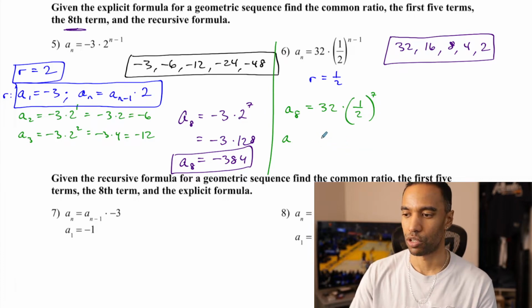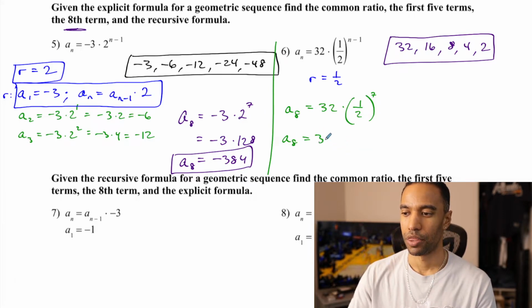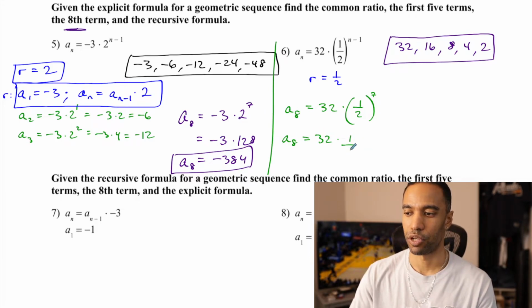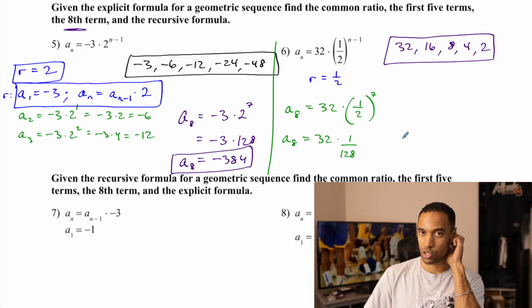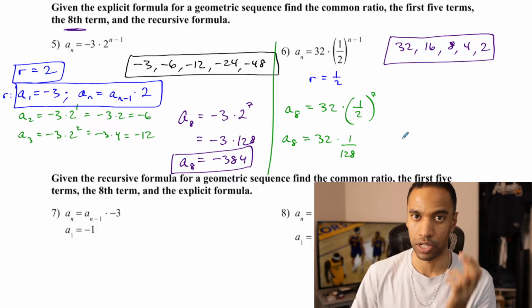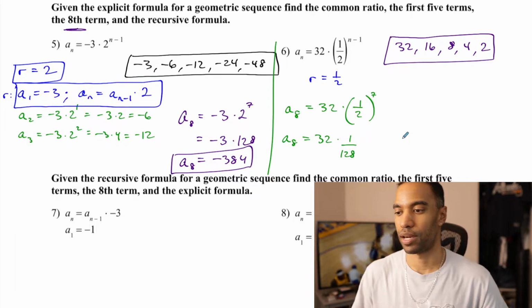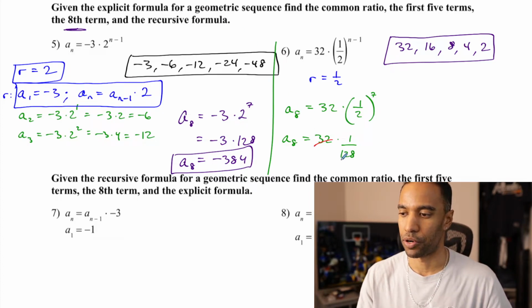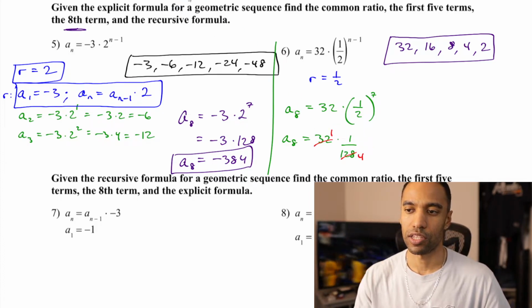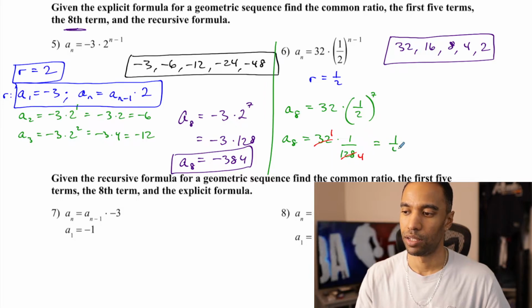Let me try that again. 32 times 1 to the 7th over 2 to the 7th. 1 over 128. Which means 32 is dividing by 128. And this is where you play fraction reduction. And I'm going to be doing the same thing with or without a calculator. I think this is 1/4. I think they can both divide by 32, and you get 1/4. So a sub 8 is 1/4 there.